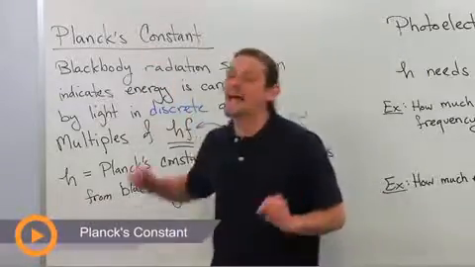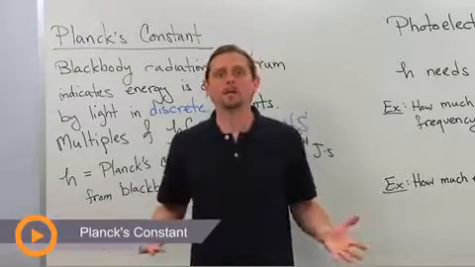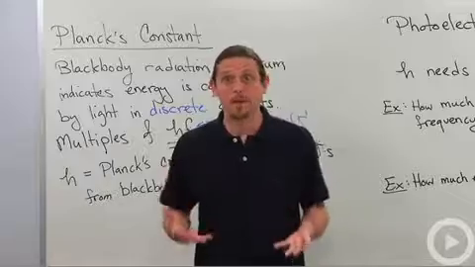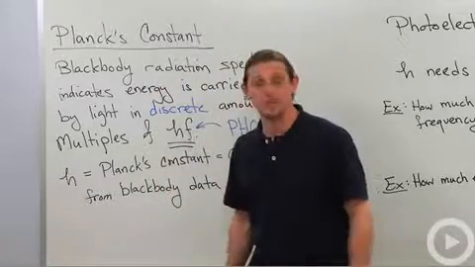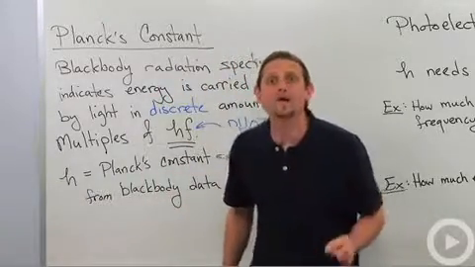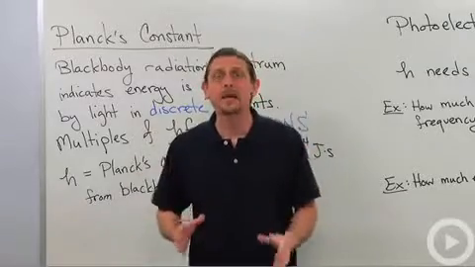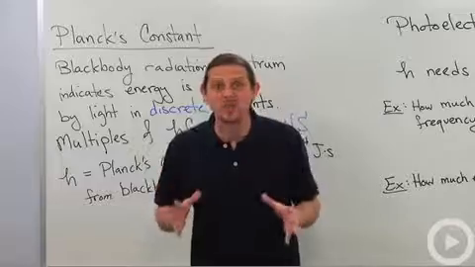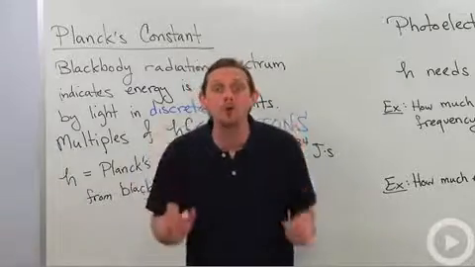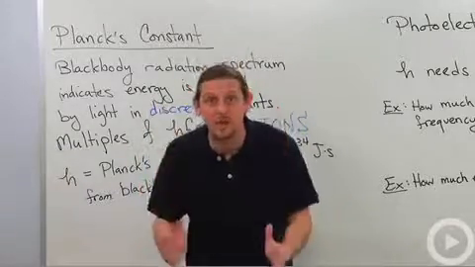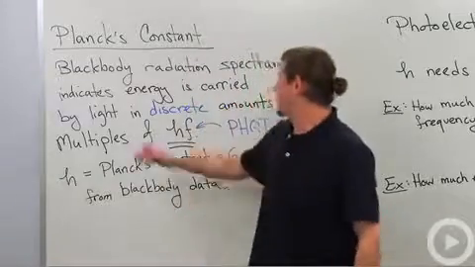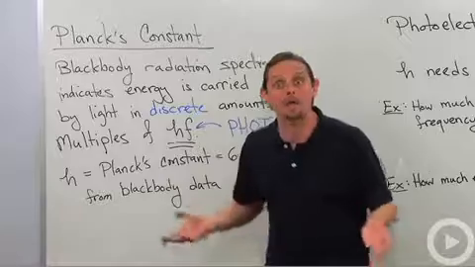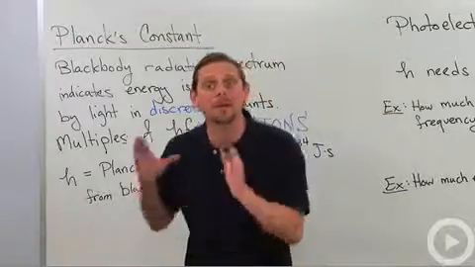So let's talk about Planck's constant. What is Planck's constant? Well, Planck's constant is a number that comes out of measurements of the blackbody radiation spectrum. The blackbody radiation spectrum indicates that if you've got light with a certain frequency, the energy that's carried by that light can only be carried in discrete multiples of h times f, where this h is Planck's constant. And again, we measure that from experiment.